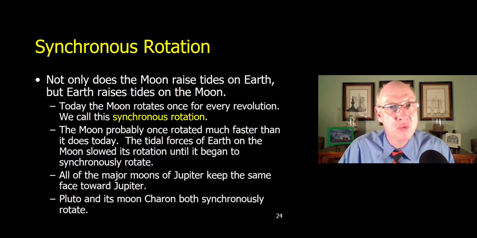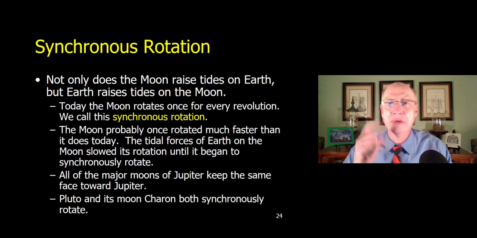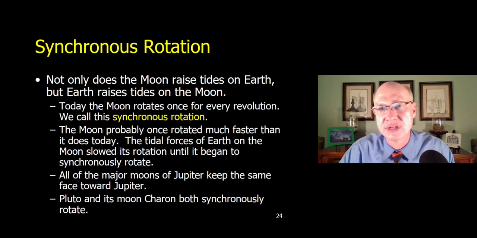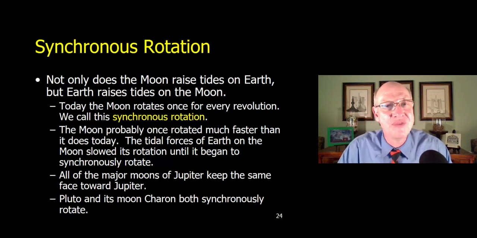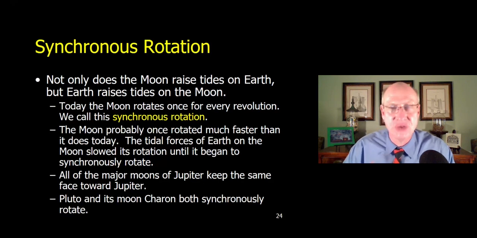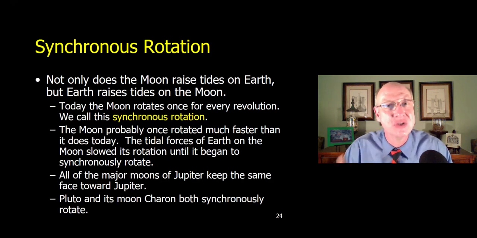Way back when the moon formed billions of years ago, it probably rotated much faster. But over time, the tidal forces from the Earth have slowed the moon down. And in fact, they've locked the moon so that the heavy face of the moon is facing towards the Earth. And we've ended up with this interesting situation where the moon always keeps the same face towards the Earth. And we call that synchronous rotation. And as I said, it's not unique at all.